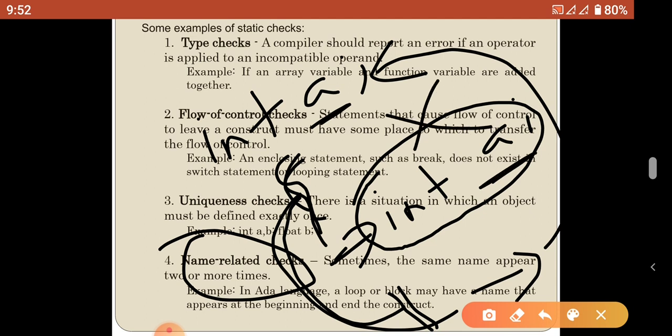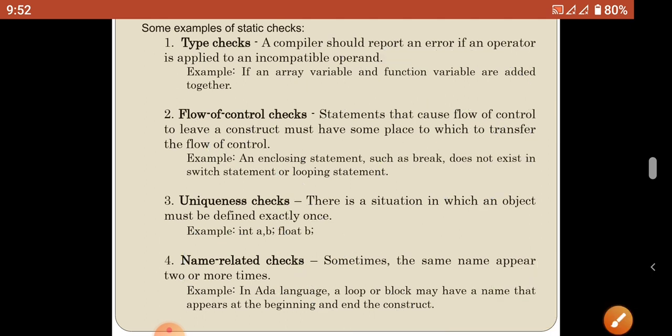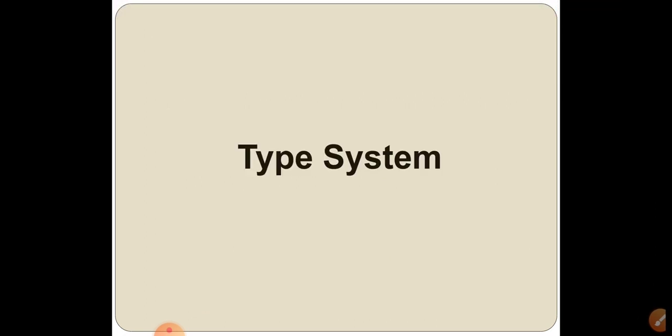That means we cannot use the same name within the program, at the start, middle, or end of the program. So this kind of check is called a name related check. So these are the static types of static checks. Once the static check is evaluated, during the runtime the compiler never informs the type mismatch errors. Next we are going to discuss the type system.